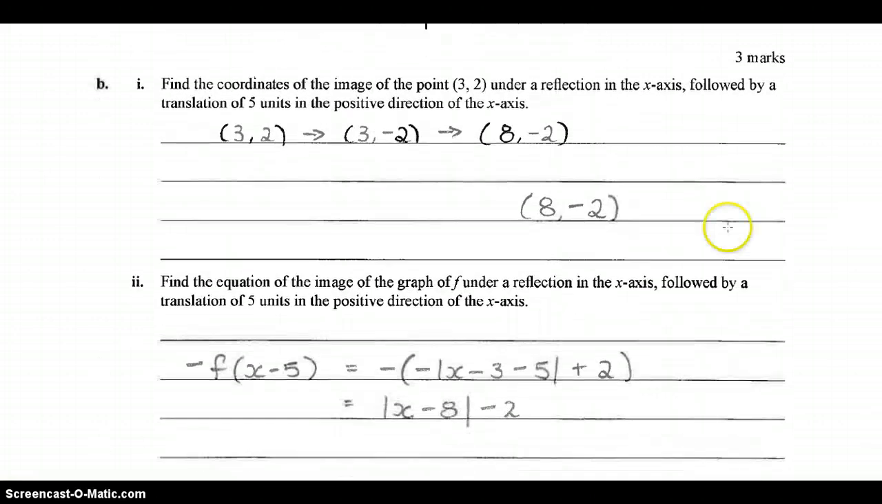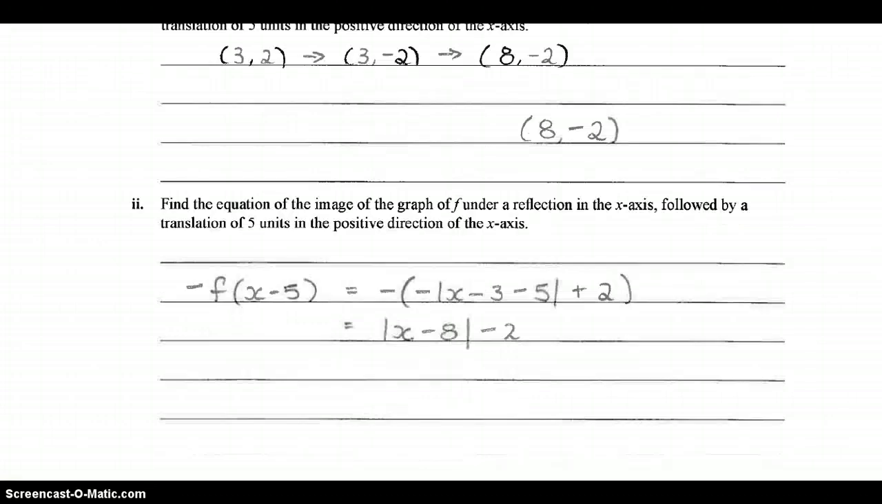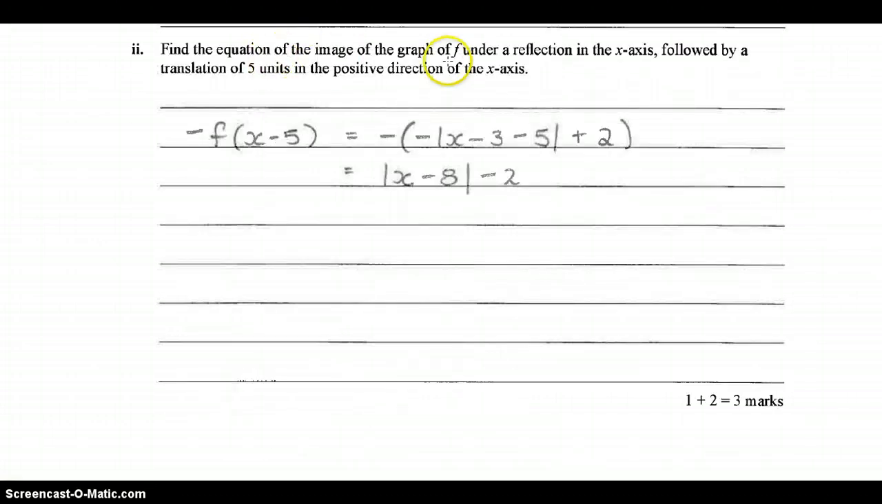Okay, moving on. The coordinates are the image of the point (3, 2) under a reflection in the x-axis, followed by a translation of 5 units in the positive direction of the x-axis. Reflection in the x-axis makes the y value negative, and add 5 to the x-coordinate, we get (8, -2). Now we want to do exactly the same thing, the same sequence of transformations, to the function itself.